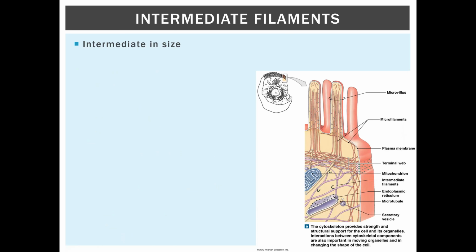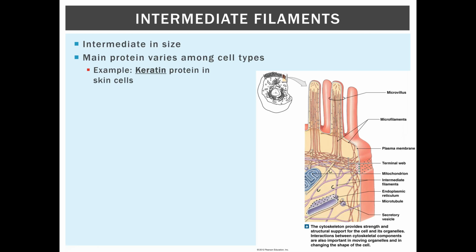The next type of cytoskeletal element are intermediate filaments. As the name suggests, these are intermediate in size. The main protein you would find in an intermediate filament can vary from one cell type to another, but one example is that your skin cells contain intermediate filaments made out of a protein called keratin.